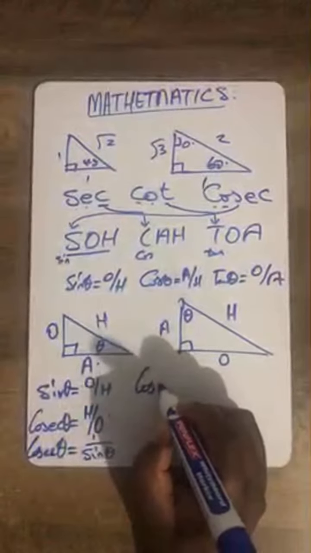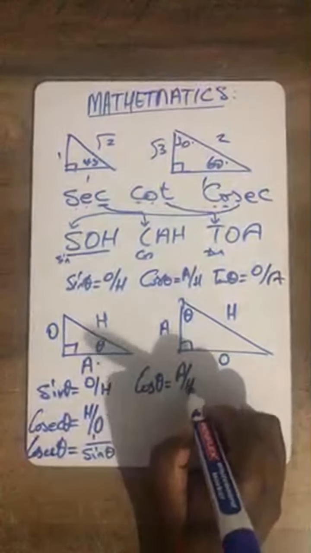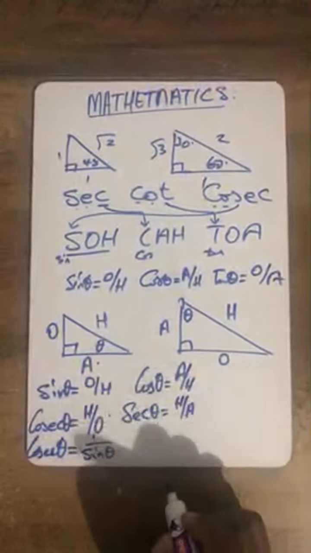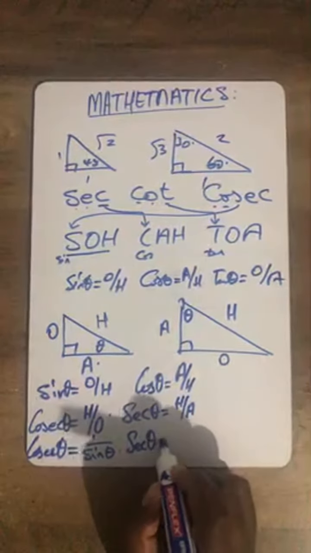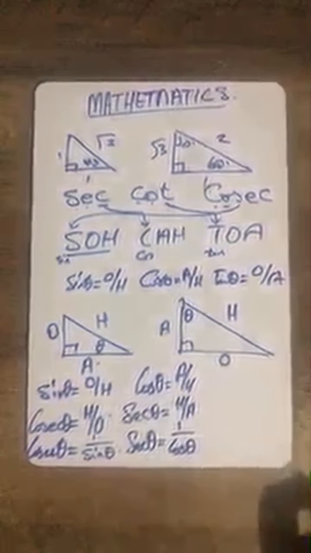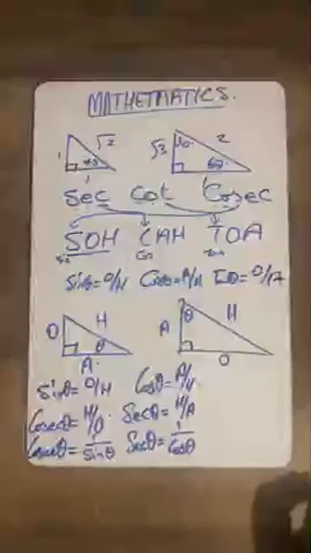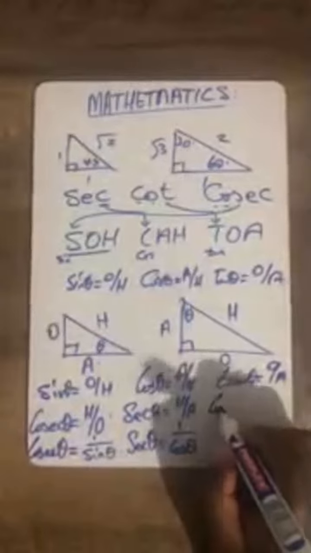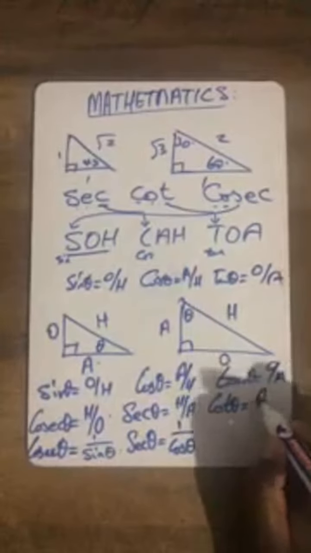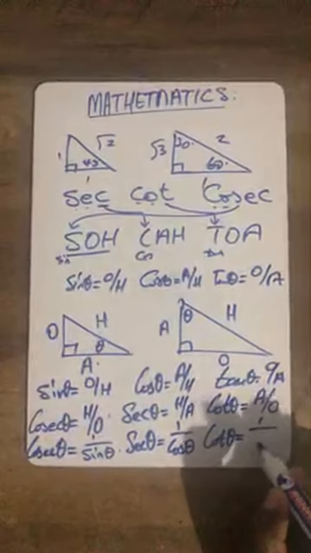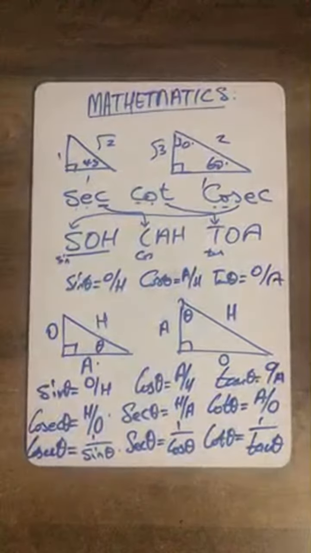Same thing for cos of an angle, which is equal to A over H. That means sec of an angle will be equal to H over A. Otherwise, you can write it as 1 over cos of an angle. It will just depend on what you will be looking for. Again, for tan of an angle, we know it is equal to opposite over adjacent. But cot of an angle is equal to A over O. Otherwise, you can say cot of an angle is equal to 1 over tan of the angle.